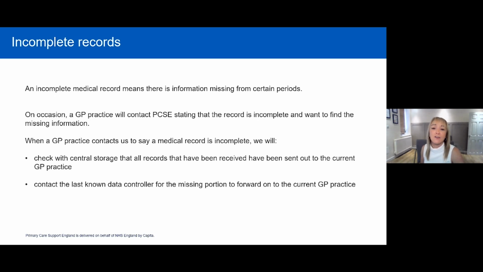Now, if any records are found in central storage, then the record will be sent to the registered practice. If the portion of the incomplete record isn't found in central storage, PCSE will contact the last known GP practice for the missing notes, and if found, these will be forwarded to the current practice. Now, if the last known practice is closed, we will signpost the current practice to the relevant commissioner to ask them to assist in locating the missing portion of the notes.